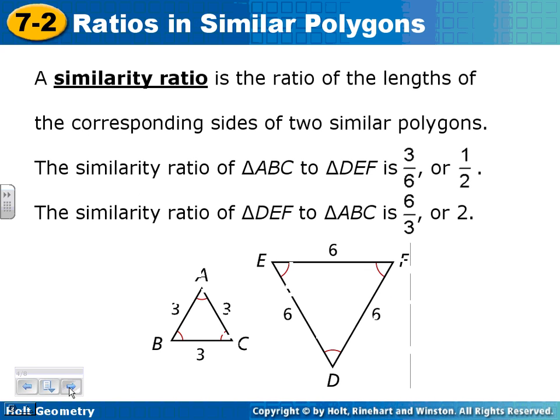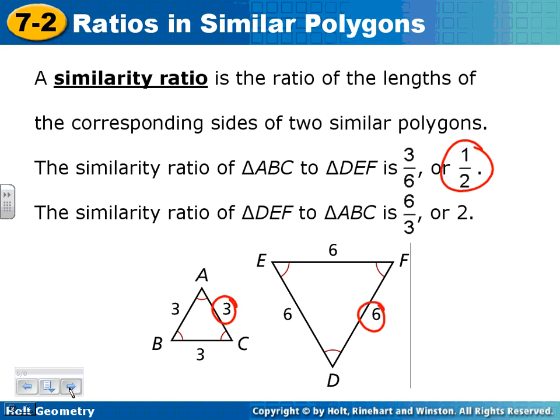Next slide, number 5. A similarity ratio is the ratio of the lengths of the corresponding sides of two similar polygons. The similarity ratio of triangle ABC, that's the first one, to triangle DEF, that's the second one, is 3 to 6, which reduces to 1/2. So in other words, if we go from the left to the right, I see a 3 to a 6 every time.